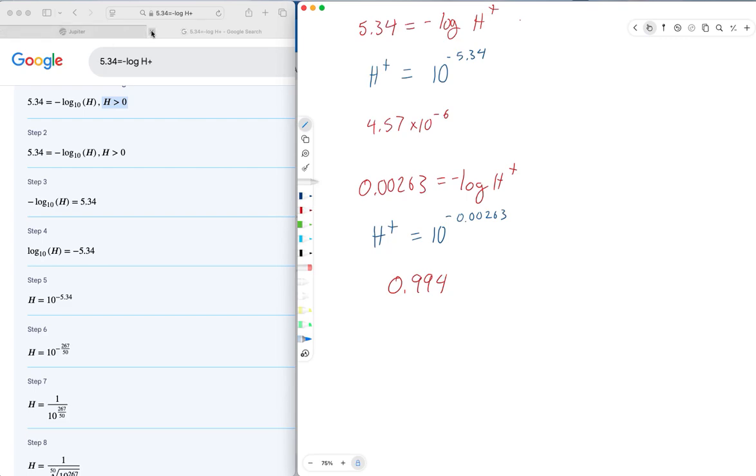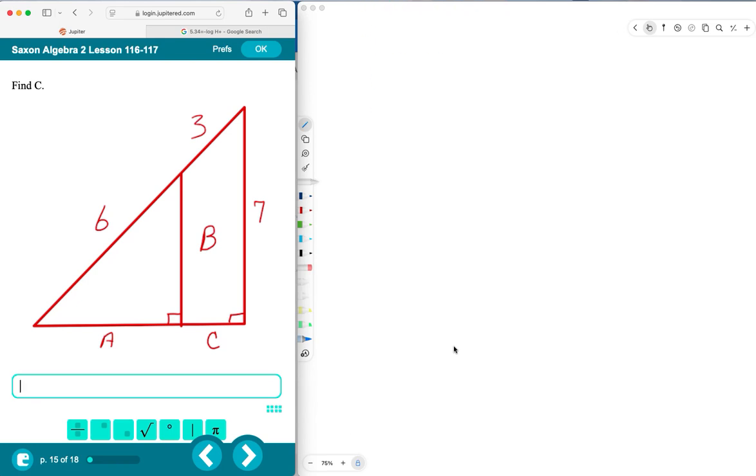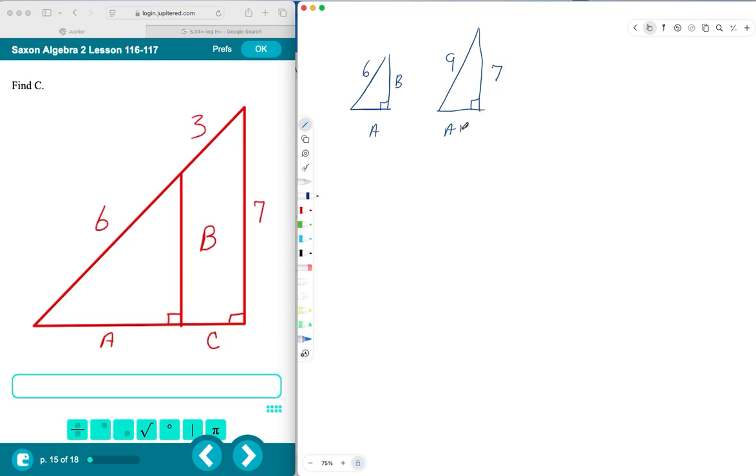Let's go back to Jupiter. These I know how to do. For sure. Okay, so we've got 2 different triangles here. We got the little one. It's a right triangle. This is 6. This is A. This is B. You've got the bigger one. This is 9, because 6 plus 3 is 9. This is 7. And this is A plus C.